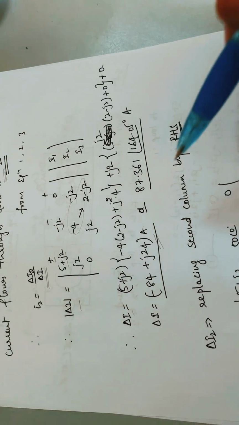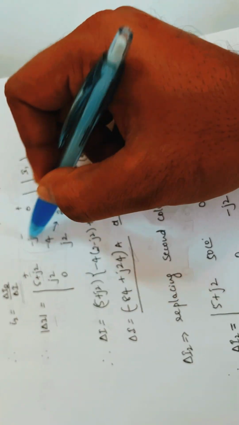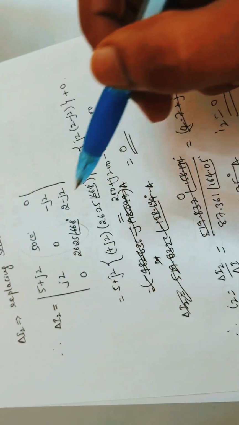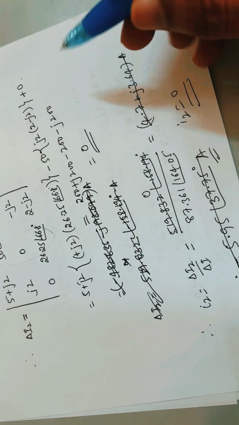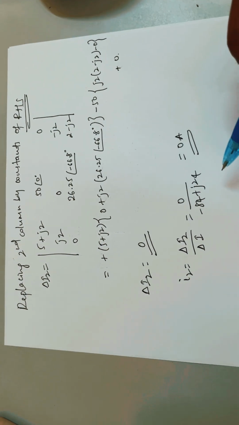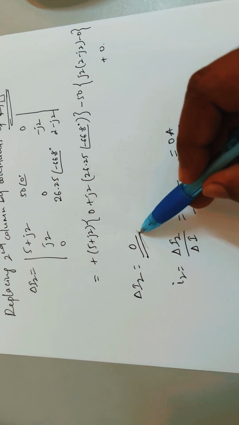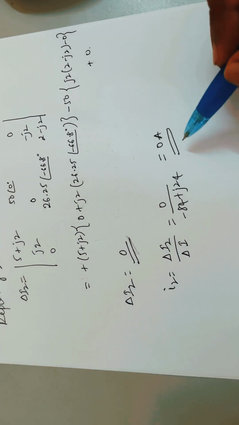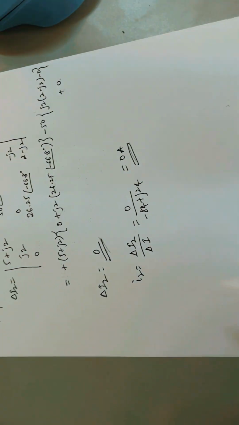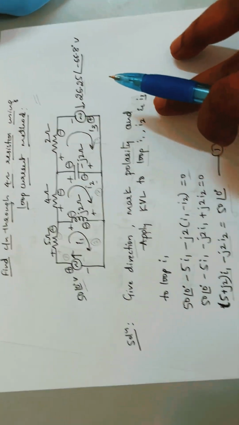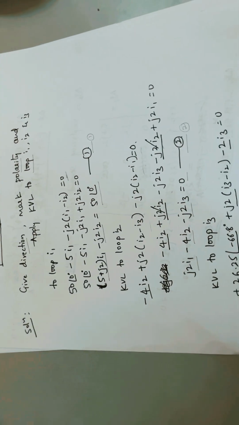So to find I2, replace the second column by the constants, that is the RHS values of the equations. Then simplify this, you will get 0. So the final answer, by doing this simplification, you can take a screenshot and check the simplification, you will get 0. Then you can find the value of the current I2, that is 0. So the current flowing through the 4 ohm is 0. So just take the screenshot.